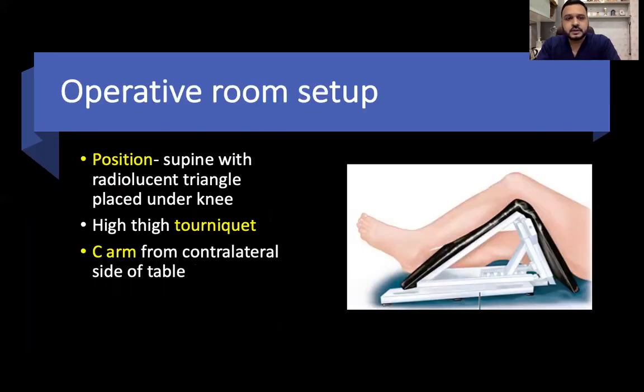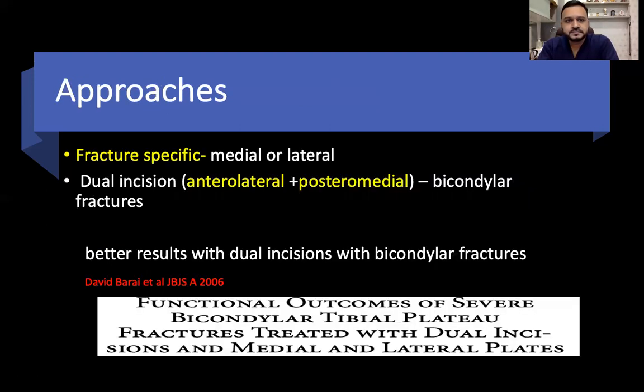How should that operative setup be? A patient is usually operated in a supine position. This radiolucent triangle placed underneath can be very handy in case of dual incisions. You can apply a high thigh tourniquet, and the C-arm should come from the contralateral side of the table.